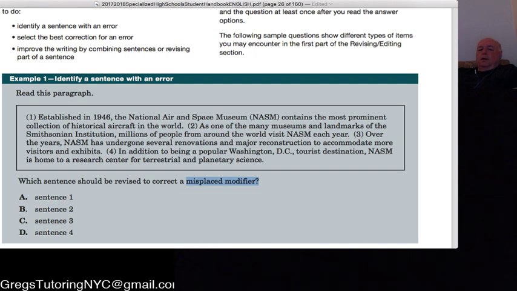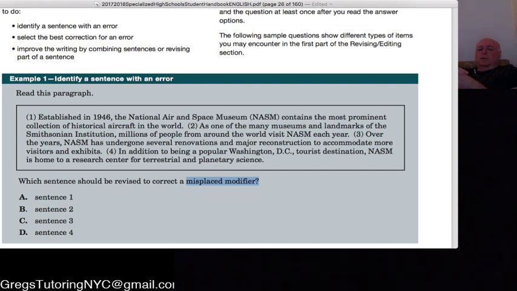Okay, 4. In addition to being a popular Washington, D.C. tourist destination, NASM is home to a research center for terrestrial and planetary science. That works. So it says, in addition to being a tourist destination, NASM, that's applying to NASM, so it works. So we're confirming that sentence number 2 is misplacing the modifier.